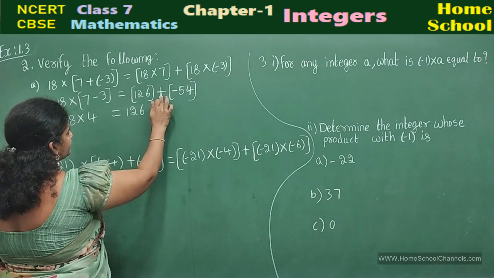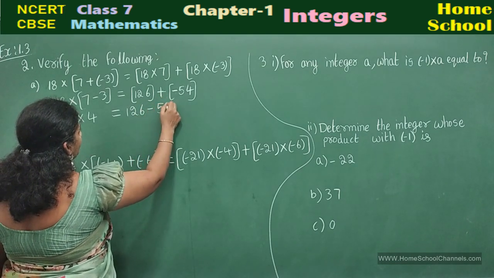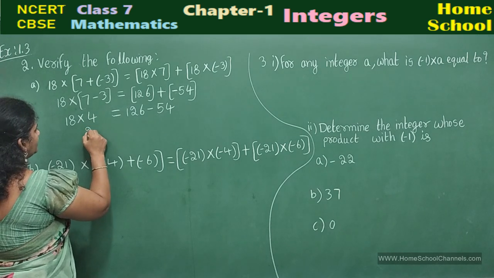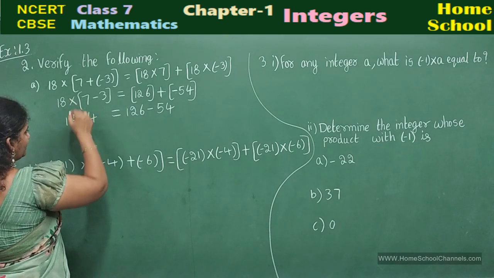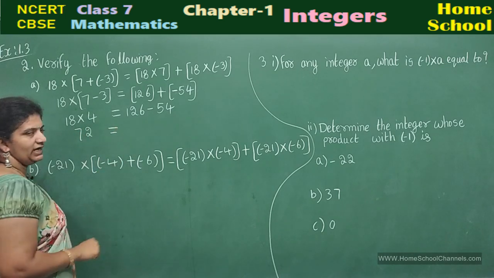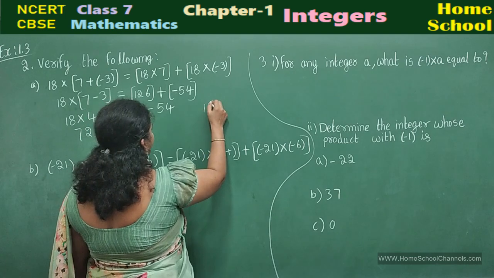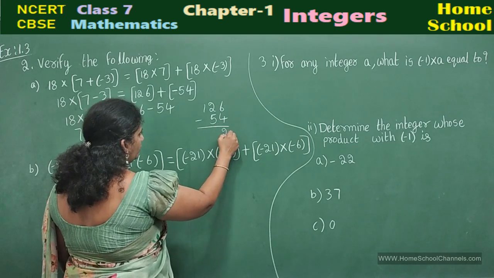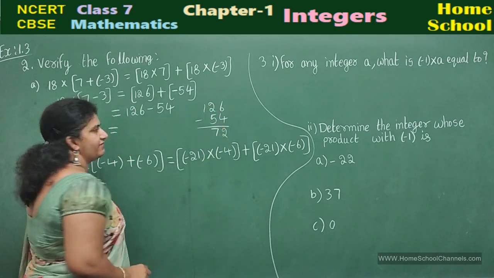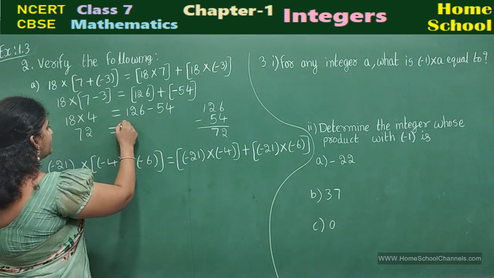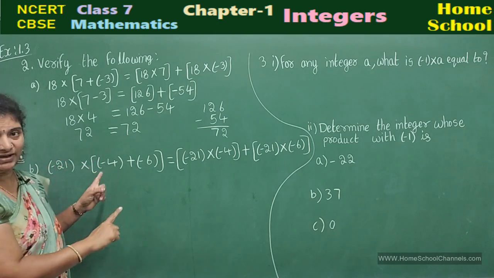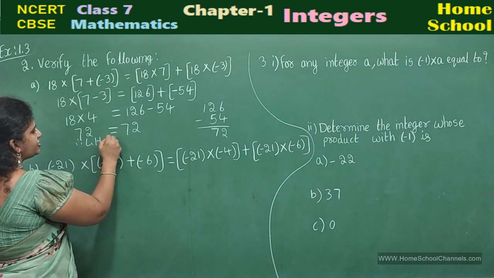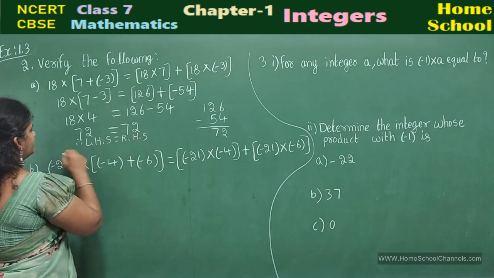And now this one, 18 into 7 minus 3 will be 4 is equal to, remove brackets, 126 plus into minus, minus 54. 18 4s are, 4 8s are 32. 4 1s are 4 plus 3, 72 is equal to. Subtract these, 126 minus 54. 6 minus 4 is 2 and 12 minus 5 will be 7. Okay. So you got answer here 72. Observe here, left hand side and right hand side both got the same answer. Therefore, LHS is equal to RHS.